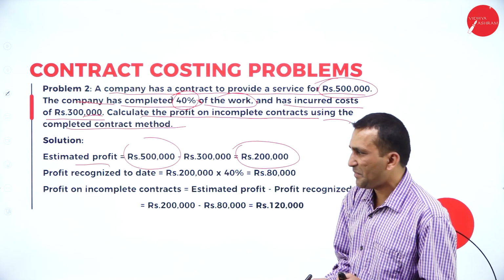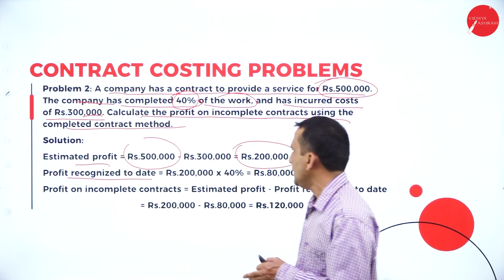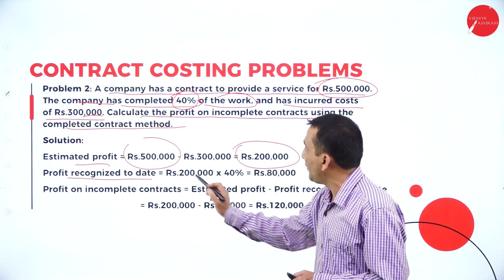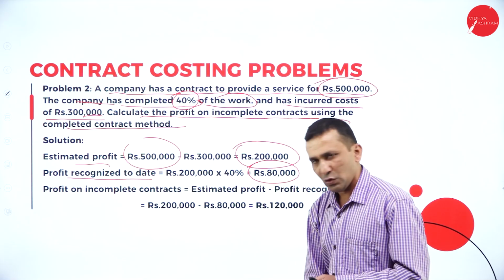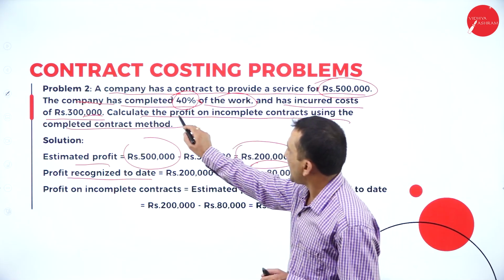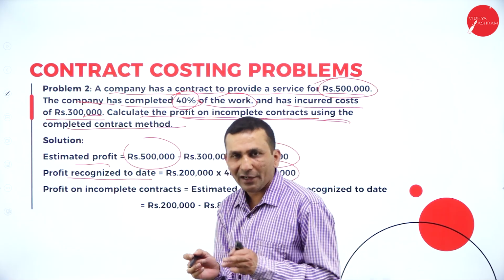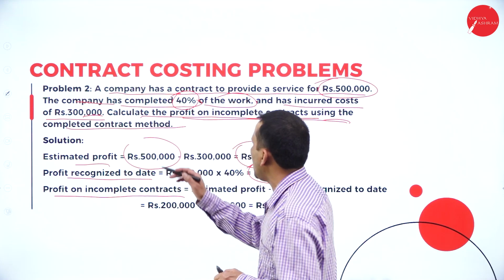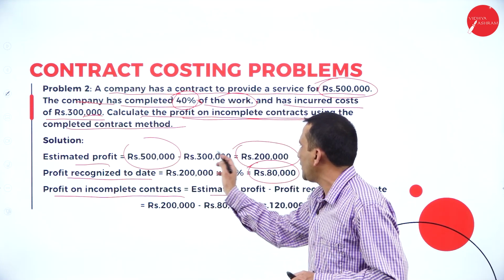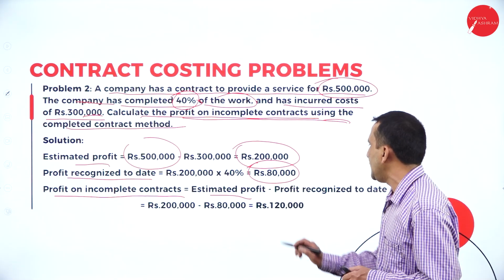After getting the estimated profit, then the profit recognized till the date. Now 2 lakhs is given, the percentage is also given. If you multiply, you are getting 80,000. Now the question arises: profit on the incomplete contract using the completed contract method. So now we got the estimated profit of around 2 lakhs. Now the profit we recognize here is 80,000.